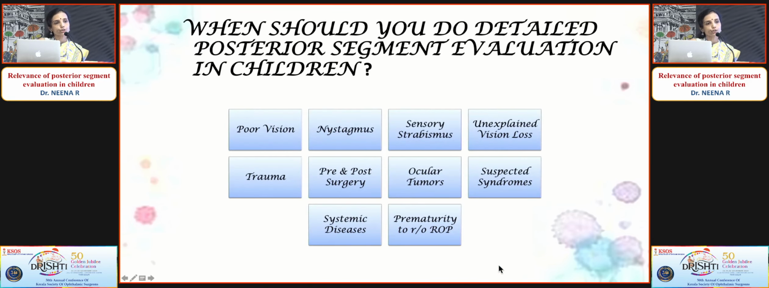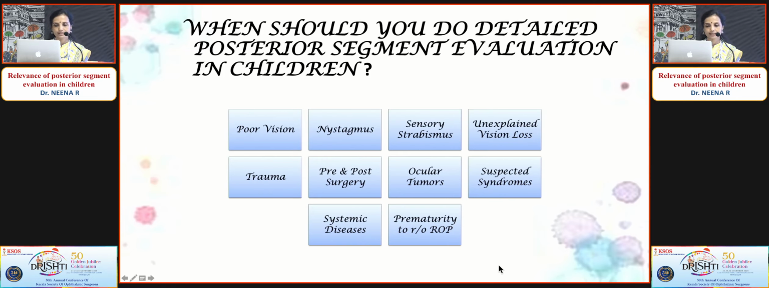And when should you do a detailed posterior segment evaluation? Most of the time, you're just able to get a glimpse of the posterior pole, disc and macula, and that's it. In children, you can't do a detailed peripheral examination. Ideally, you should do it in all cases, but in certain cases, you must do a detailed examination.